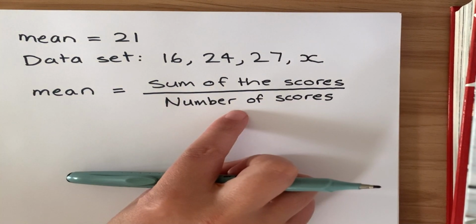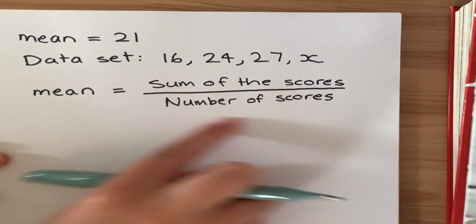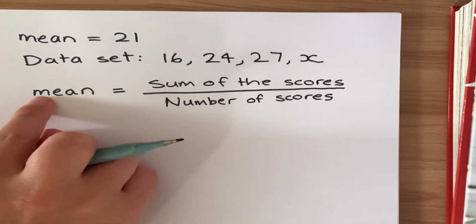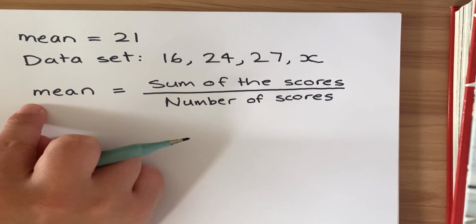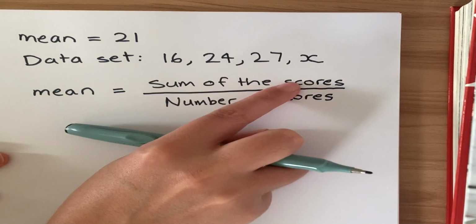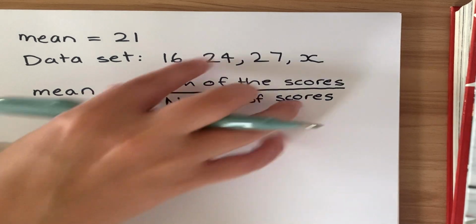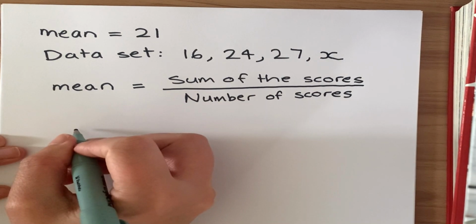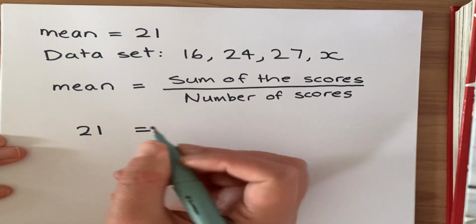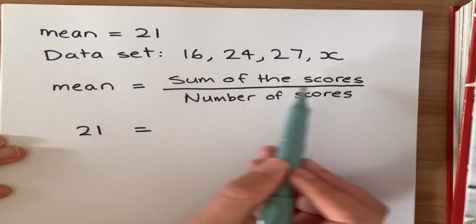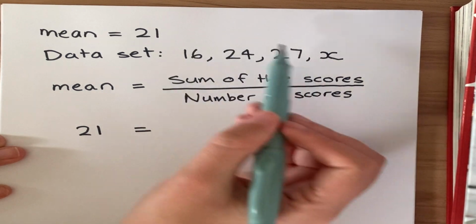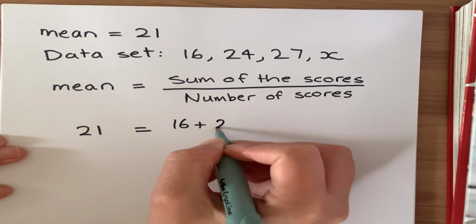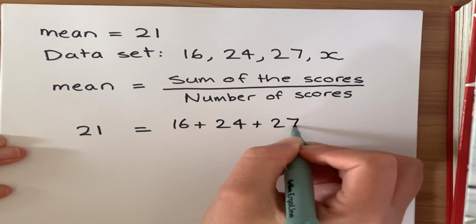Now, usually they want to know the mean, and they tell us all this information. All we have to do is write it here and then divide the top by the bottom, and then we've got the mean. But this time they told us the mean, and they want to know one of the scores. So let's just put the information in that we do have and see what happens. So we know the mean is 21. So instead of mean, let's put 21 here on the left-hand side. And then the sum of the scores. So we know some of the scores, so we can put some of those in. So the sum of the scores is just going to be 16 plus 24 plus 27 plus x.